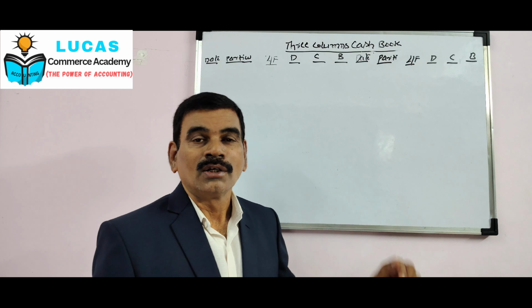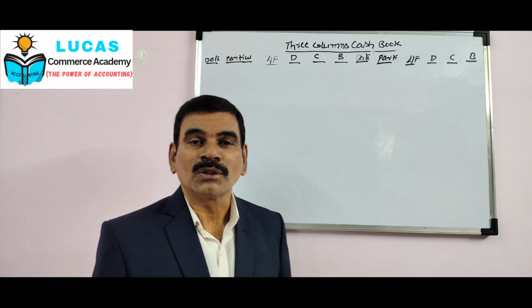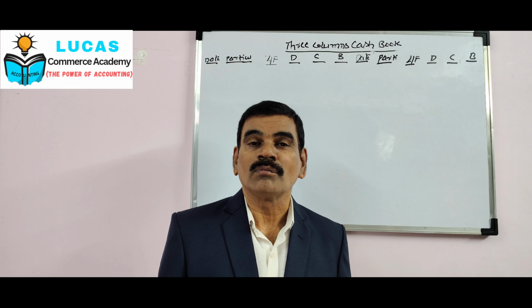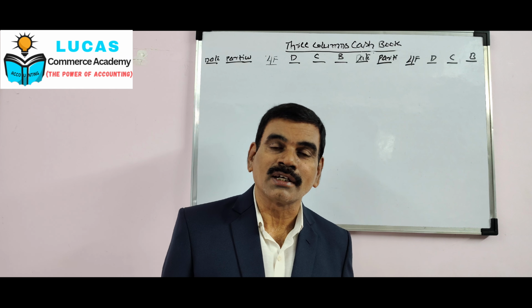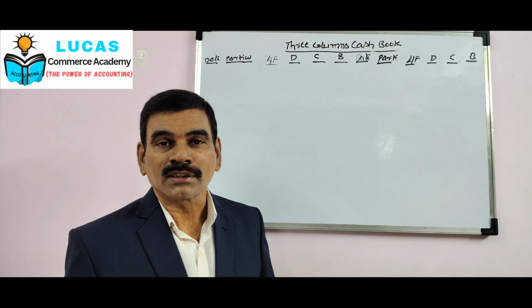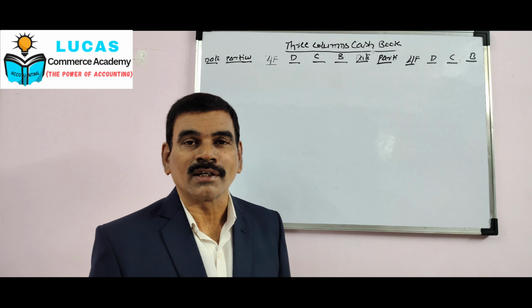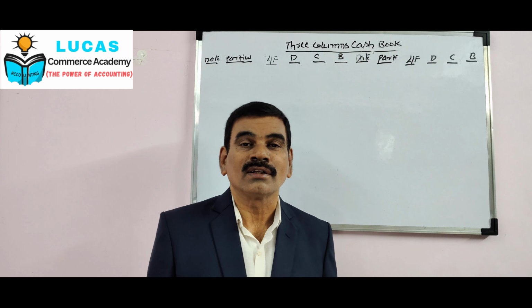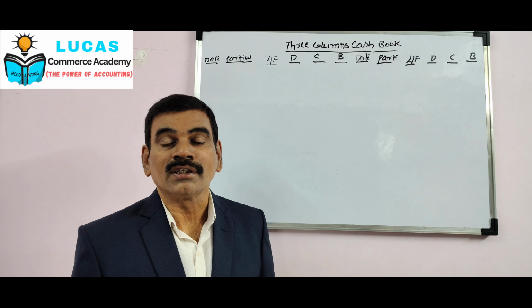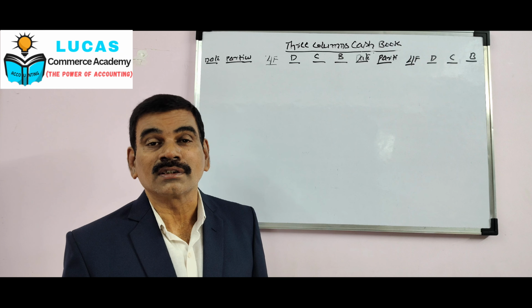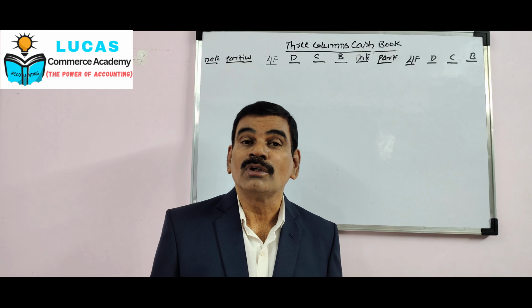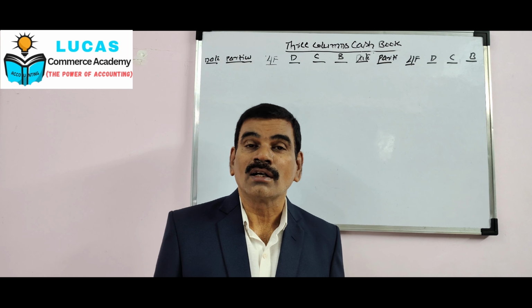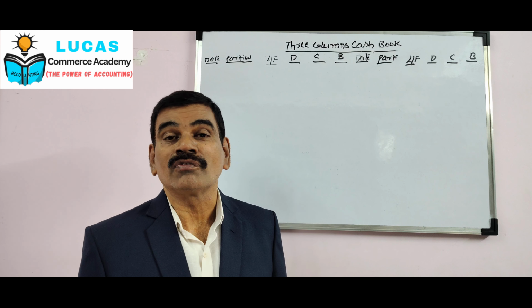Okay, then come to two columns cash book. Here the two columns are discount column and cash column, both on the debit side and the credit side. Discount allowed is entered on the debit side, discount received is entered on the credit side. So what is discount allowed? It is allowed to debtors or customers when the amount is received from them.